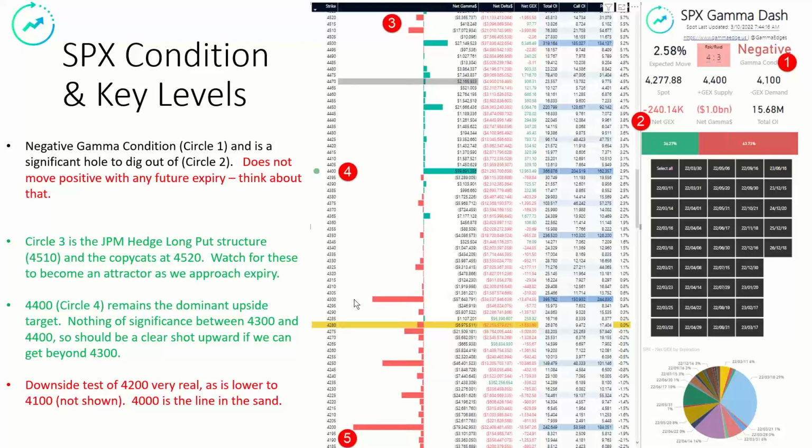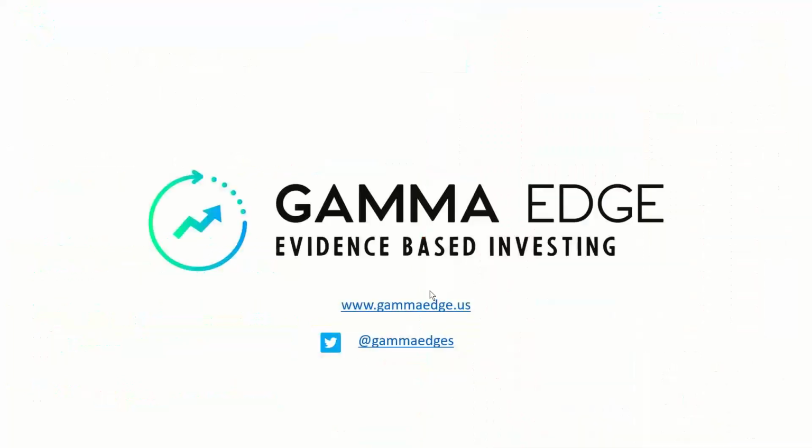4,300 is another key level. If we can break above that, we are into this doldrums area, and then 44 becomes the target. If we can't break out of that, you can see that 4,250, 4,200, and then 4,100 in the SPX, not shown below, is a real possibility.